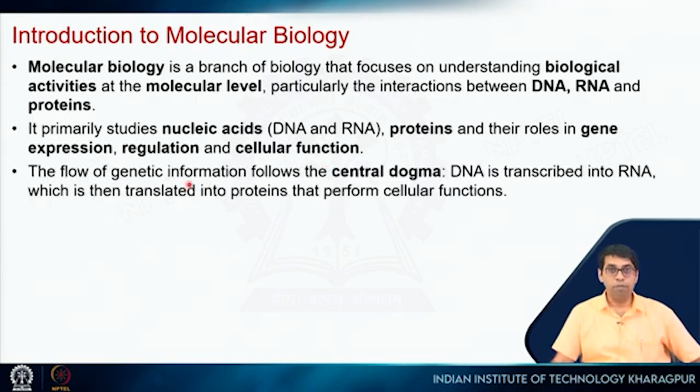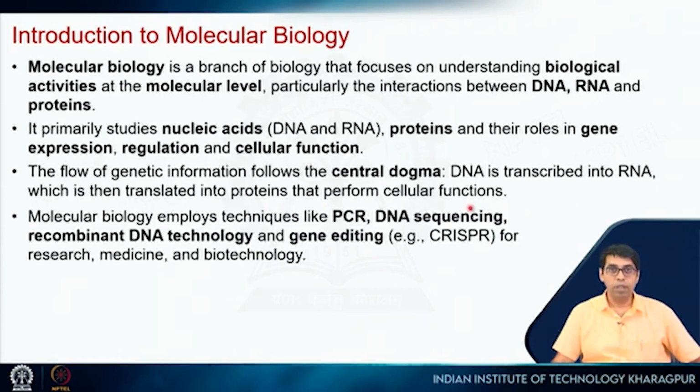The flow of genetic information follows the central dogma. We have discussed that at length throughout this course, and I will again put the central dogma as the central theme of today's lecture, where DNA is transcribed into RNA, which is then translated into protein, and proteins are the ones which perform all the cellular functions.